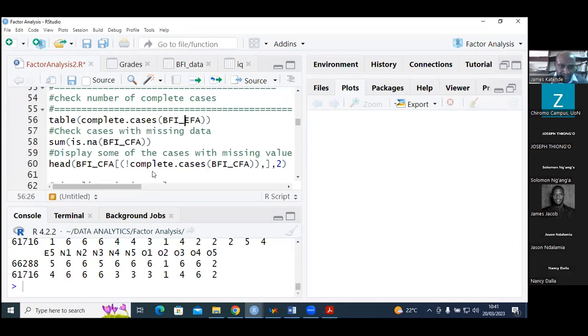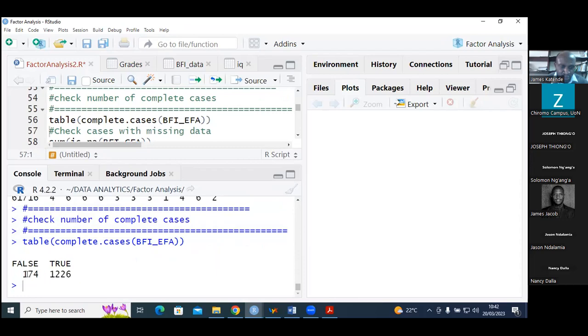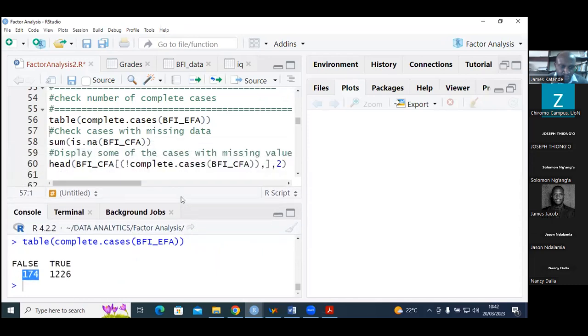So this true here simply says most of the cases are complete, and the ones that are not complete are about 174. So that's good for us because most of our data is complete.